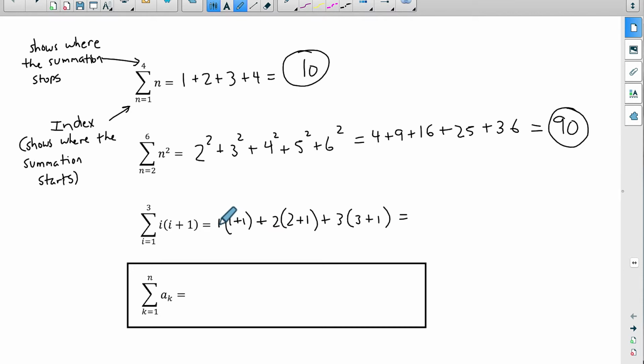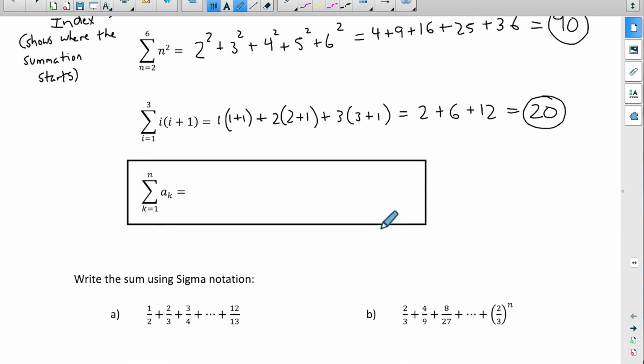So what does that mean? We have 1 times 2, which is 2. We have 2 times 3, which is 6. And we have 3 times 4, which is 12. And if you add those up, you get 20.